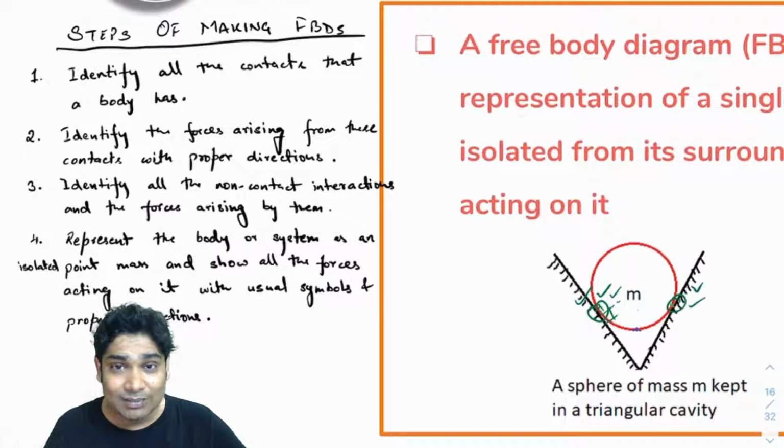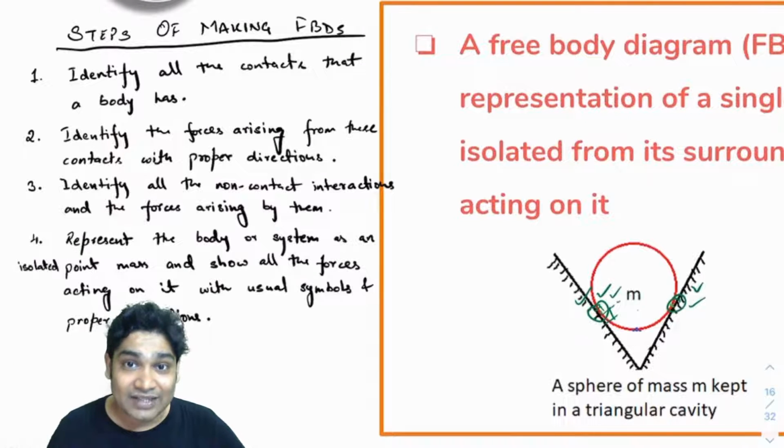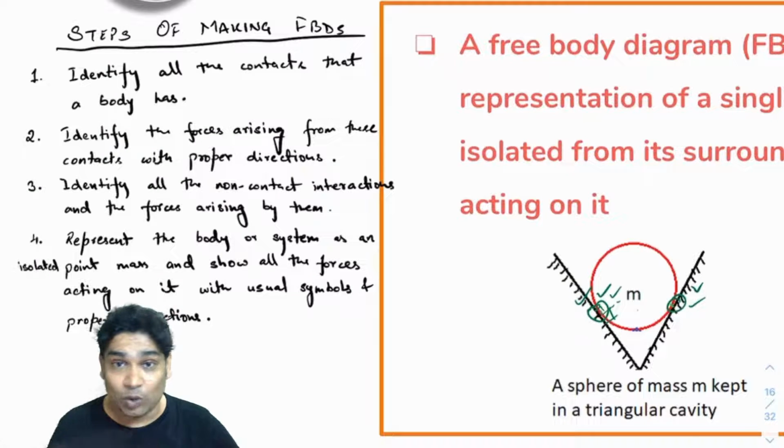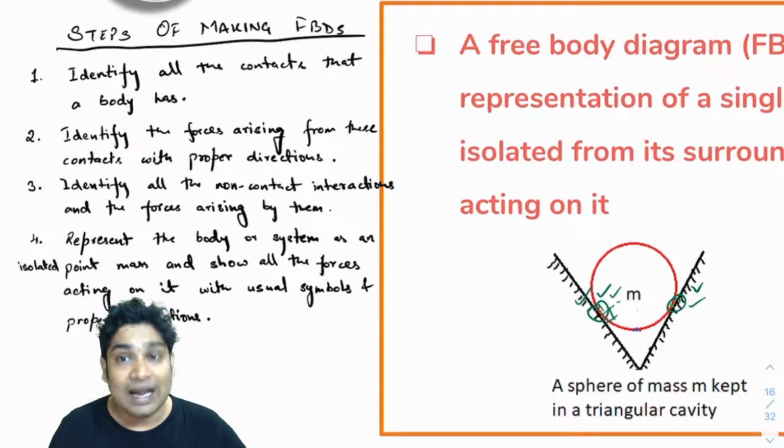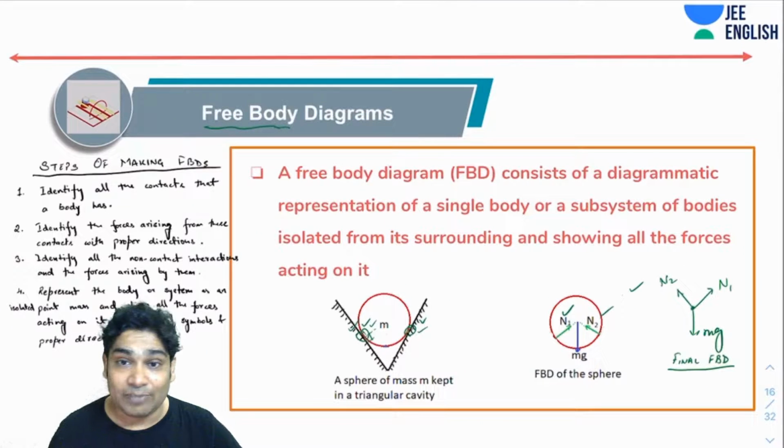Okay, so use these symbols so that you are clear about which force is arising from what kind of interaction, with proper directions. That is what you do. You don't have to find the values, you just write it as symbols. That is all that is needed to complete your FBD.